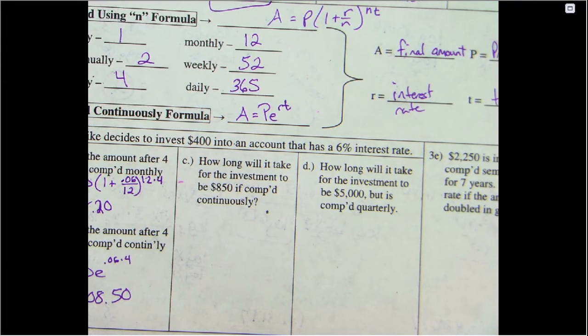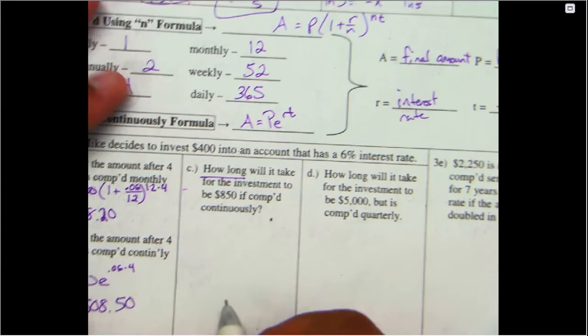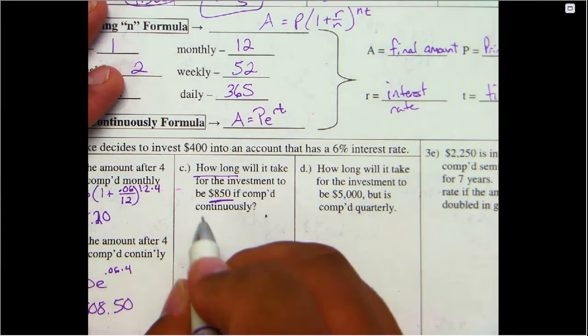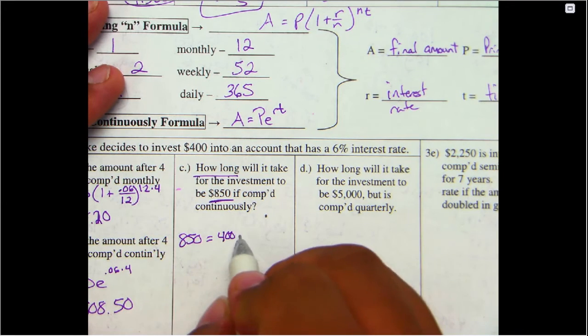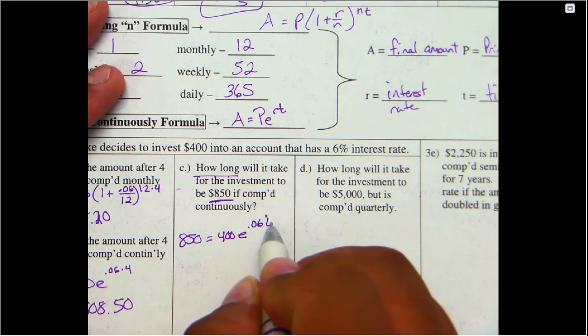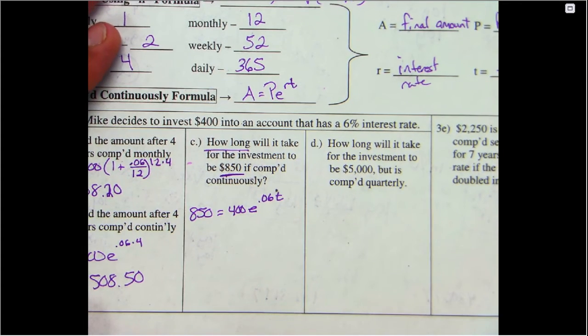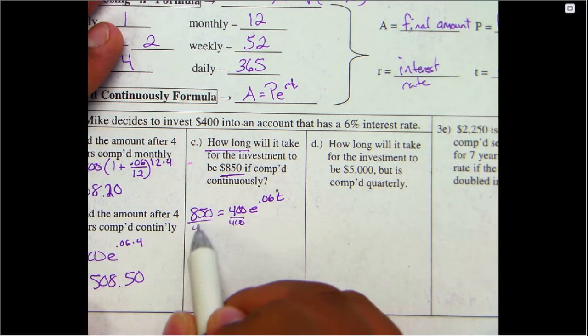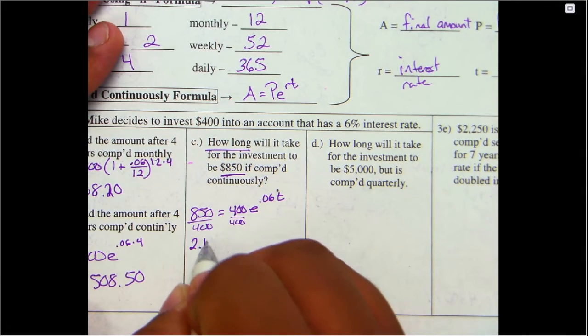All right, how long will it take you for the investment to be $850 if compounded continuously? So what am I looking for now? Time. I'm looking for T. Because it says how long. All right, so my A value is going to be the 850. My initial amount is still 400. And it's 400 e to the 0.06 t. So I'm going to divide by 400 first. And that gives me 2.125.